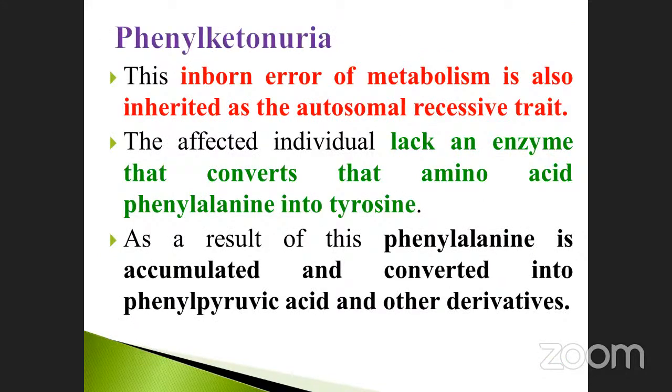That is called phenylketonuria. Phenylketonuria is very, very important. It is an inborn error of metabolism and also a recessive trait. It produces the lack of an enzyme called phenylalanine hydroxylase, which converts phenylalanine into tyrosine. Don't forget. We'll see the remaining things in the next classes.